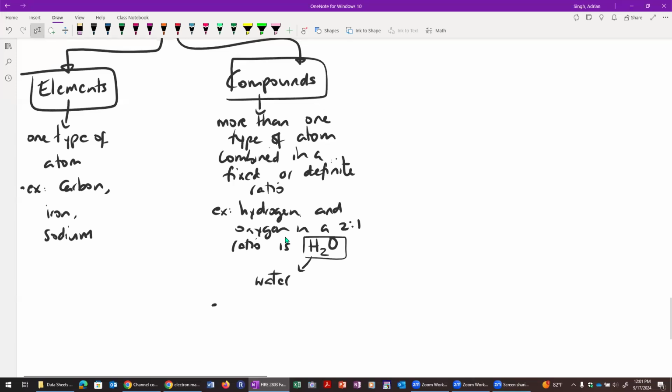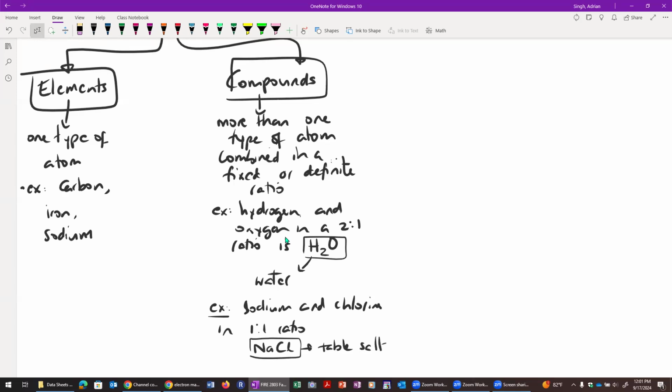We could also have a compound in slightly different ways. For example, sodium and chlorine in a 1-to-1 ratio is nothing more than Na for sodium, Cl for chlorine. This is sodium chloride. That's regular old table salt. And that's another example of an ionic compound, which we'll see later on.